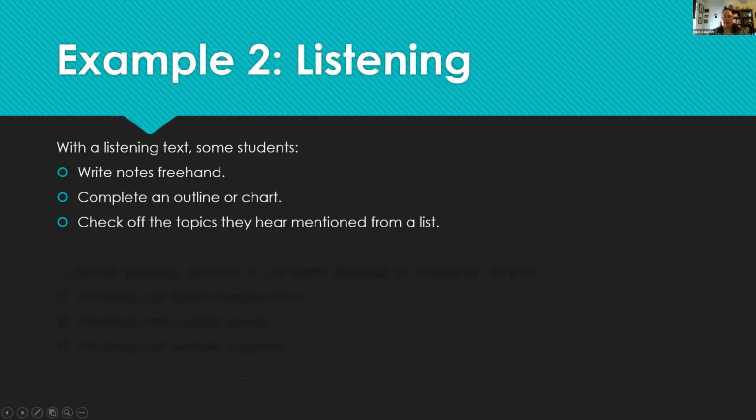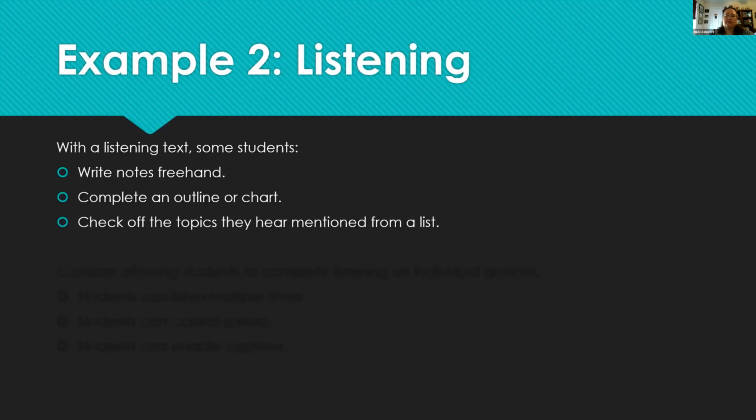So another example of differentiation for listening. Let's say you have the listening text that comes from your textbook, or maybe it's authentic listening. To differentiate this, maybe some students listen and write notes just freehand. Maybe other students complete an outline of the information in that listening or some sort of chart. And then maybe others have a list of different topics, and as they listen, they check off what they actually hear mentioned.